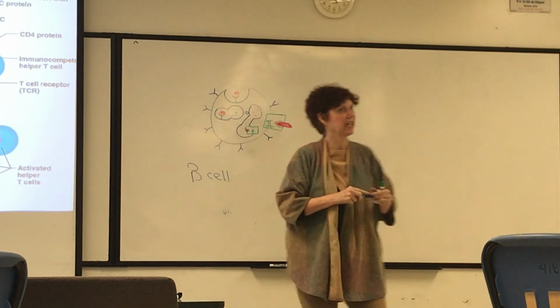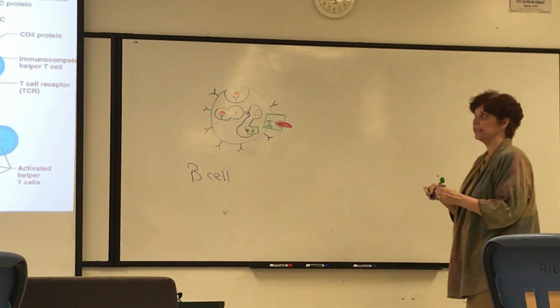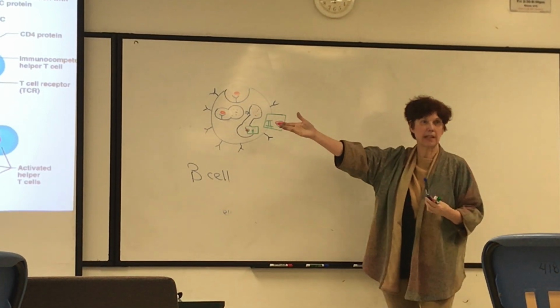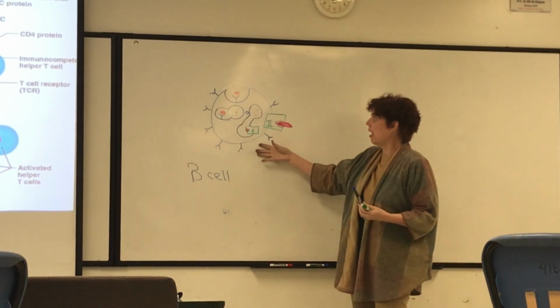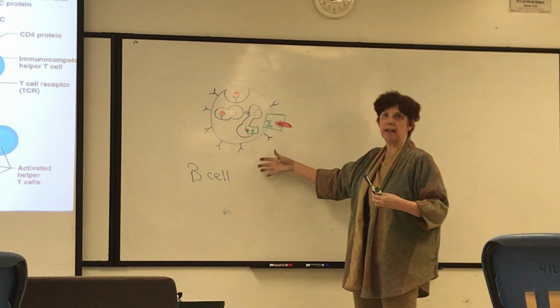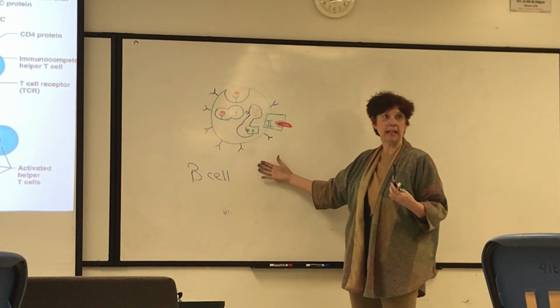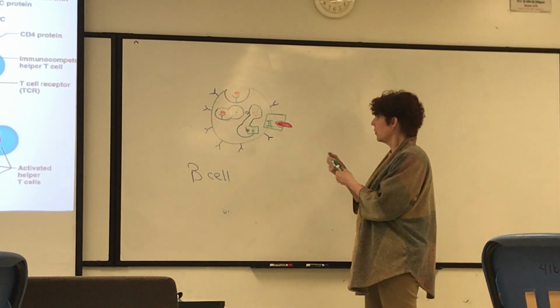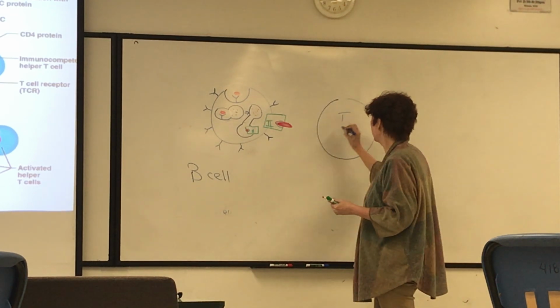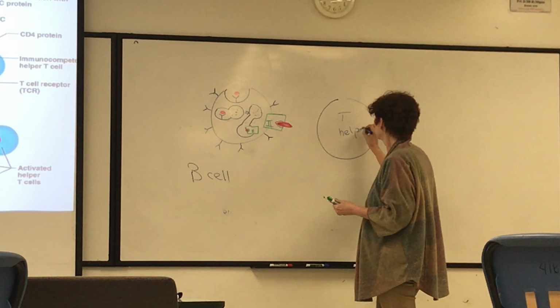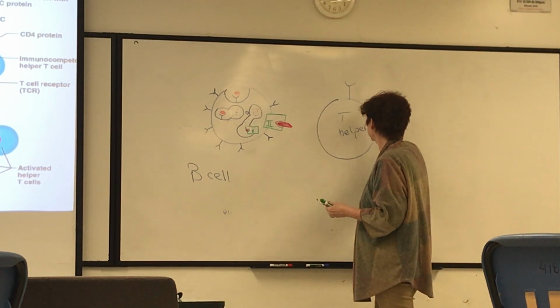Now comes along an activated T helper cell. It got activated in the same way, all right? So all we've done here is prepare our B cell for activation. It's not yet ready to make antibodies. So it needs the chemicals from the T helper cell. So here's our T helper cell. And it has T cell receptors.